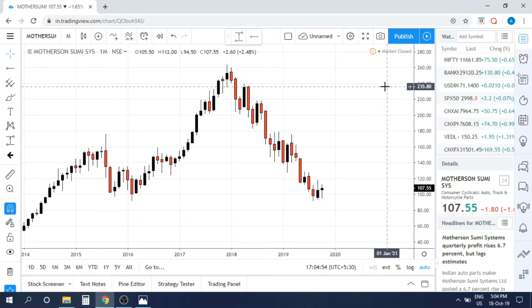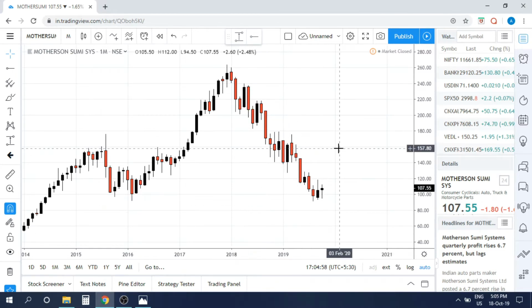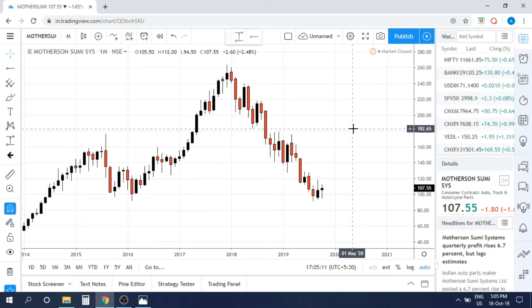Right. So coming back to Motherson Sumi, you can see that this stock, from a monthly perspective, is in a solid downtrend. So just to give you a brief on how we define bias on the upside or downside, or how we define trends, particularly from the higher time frame perspective.